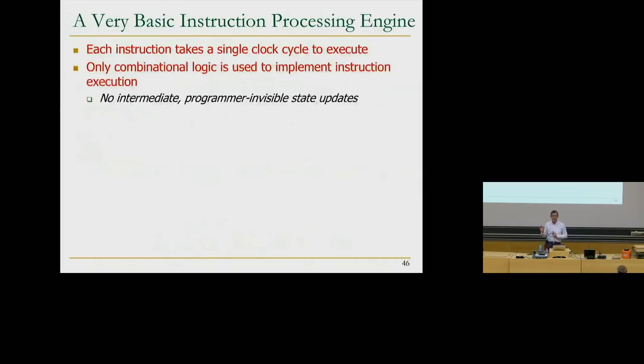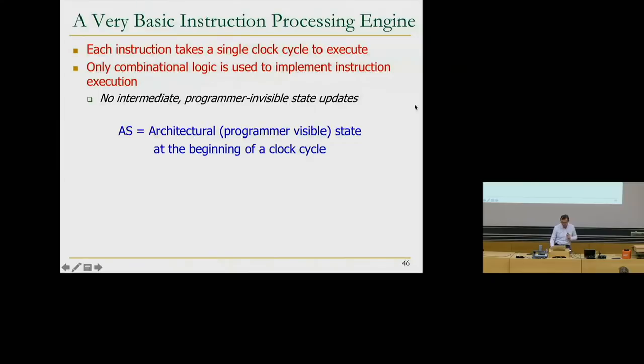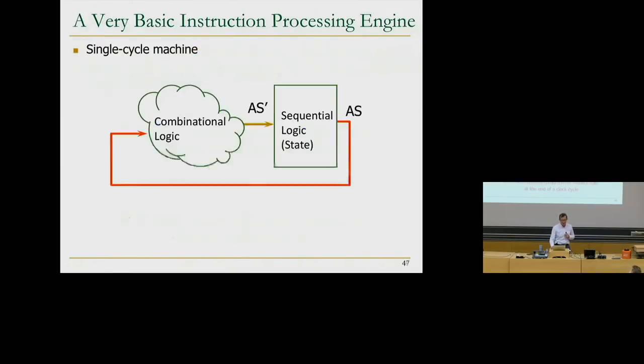So the most basic instruction processing engine essentially takes a single clock cycle to execute. You use only combinational logic to implement instruction execution. There are no intermediate programmer invisible state updates. So you take the architectural state AS, process the instruction in one clock cycle, and produce AS prime. You can think of this as what we've seen in the past, right? This is essentially sequential logic. You have state over here, which has architectural state. You execute the instruction with some combinational logic, and then the instruction produces architectural state prime.